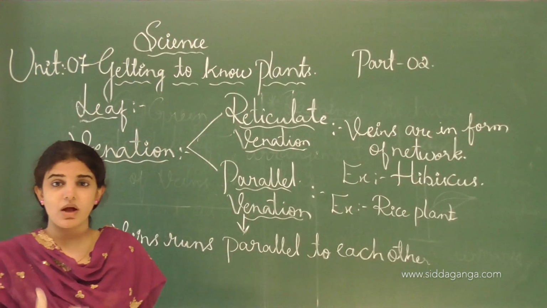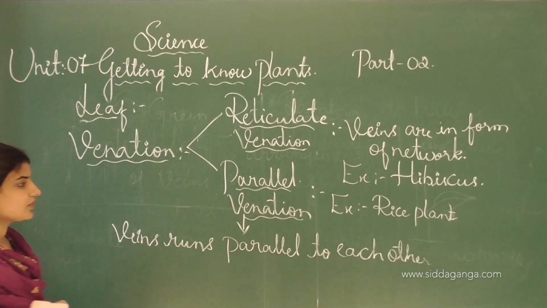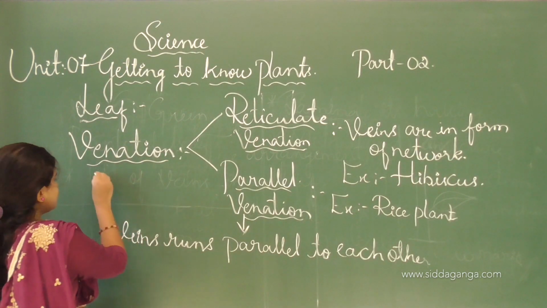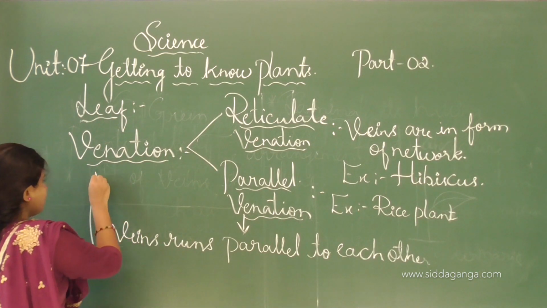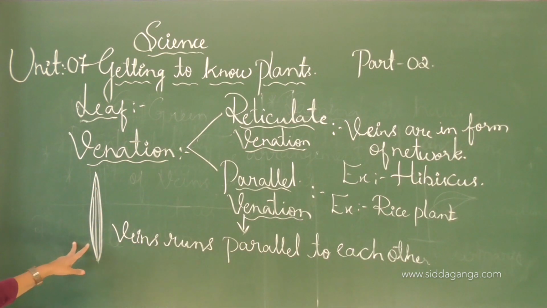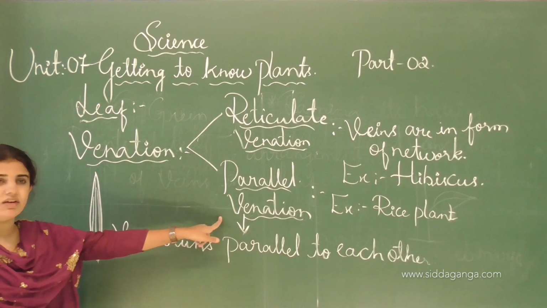You have commonly seen grass; the venation of the leaf will be parallel venation. Consider this is the leaf of a grass, where you can see the veins are parallel to each other. They run parallel to each other, and this is one of the examples of a parallel venation.